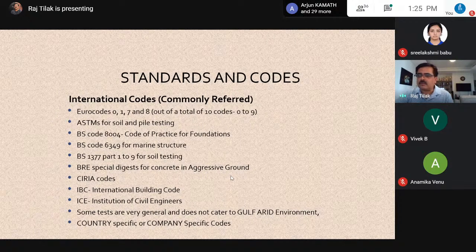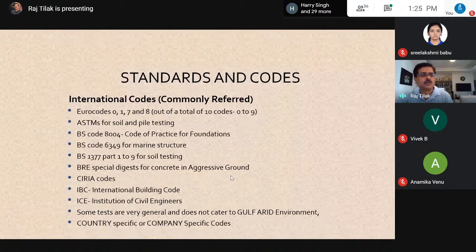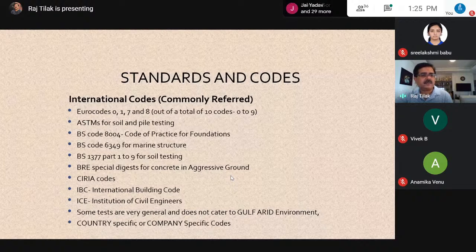And typically for seismicity, people use IBC, and of course ICE is one of the codes for UK. And mind it, these ASTMs and BS codes, when they refer to certain tests, may not necessarily cater to the Gulf environment. So there are other known textbooks and references you should look into, so that when you do your interpretation, you know that the results cannot be utilized as-is. You either need to test differently than what BS or ASTM say, or you need your own interpretation based on the values these other references provide.